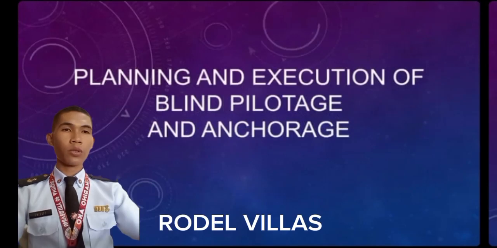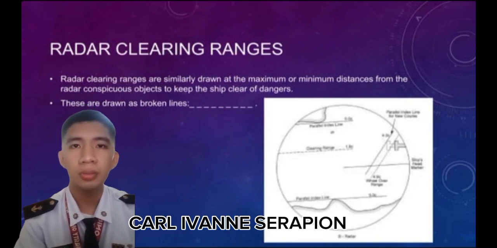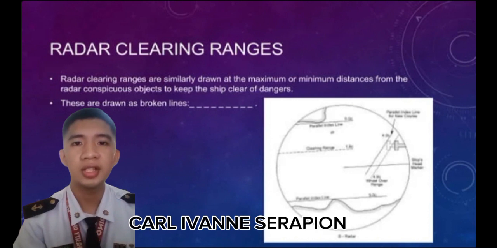Planning and execution of blind pilotage and anchorage. Radar clearing ranges are similarly drawn at the maximum or minimum distance from the radar conspicuous object to keep the ship clear of danger. These are drawn as broken lines. So, the example of broken lines can be seen from the illustration below.